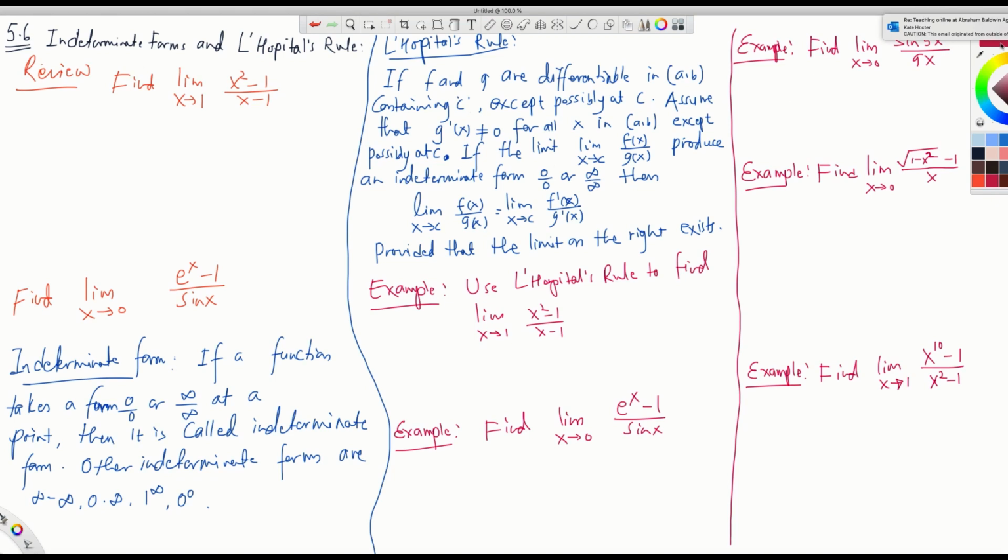In this video, we'll talk about the indeterminate forms and L'Hopital's rule, which is given in section 5.6 from the book.